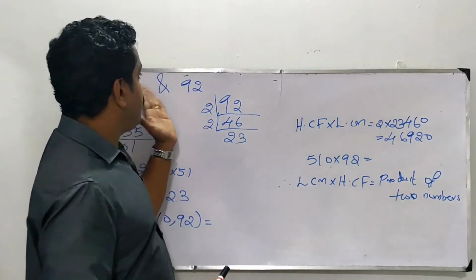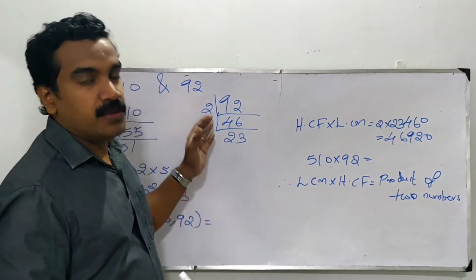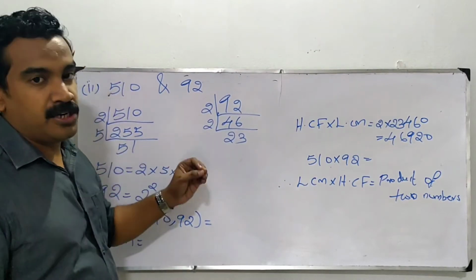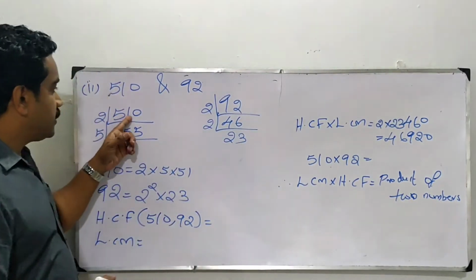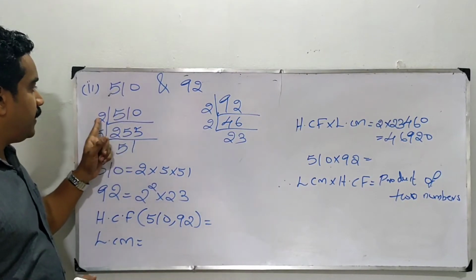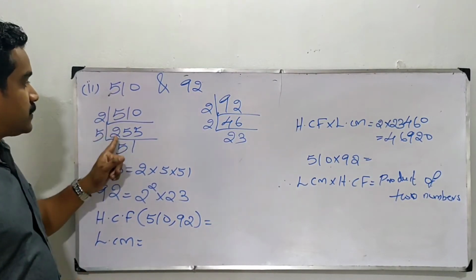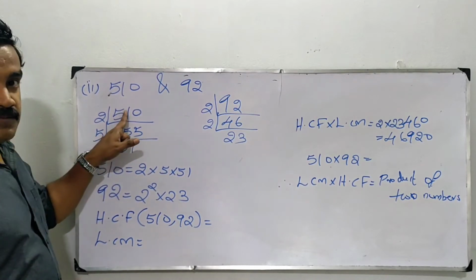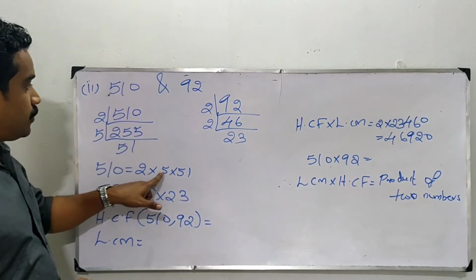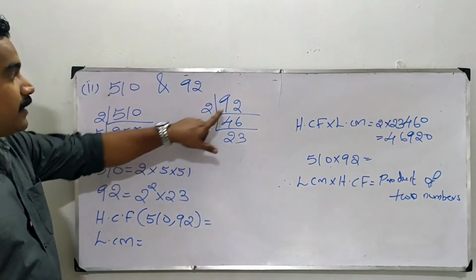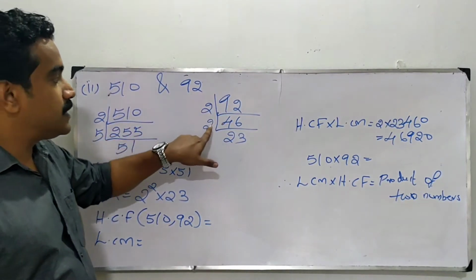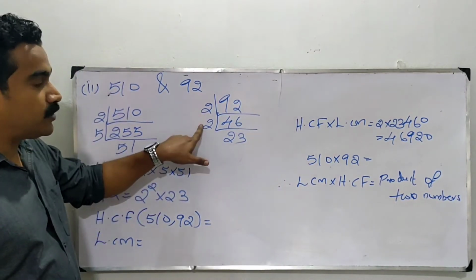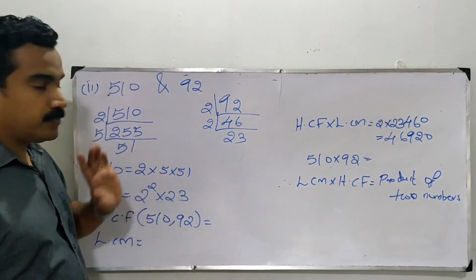Next question. Next question is 510 and 92. Same method we are following. We are expressing 510 and 92 as the product of primes. So check, the first one is 510. We can divide it with 2. 2 in 510, 255. Then with 5, 51. So we can express this 510 as 2 into 5 into 51. And 92 with the 2, 46, again with the 2, 23. So we can express 92 as 2 square into 23.